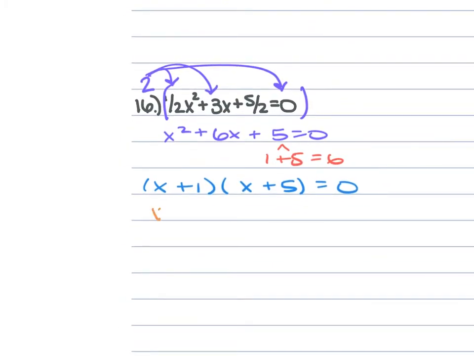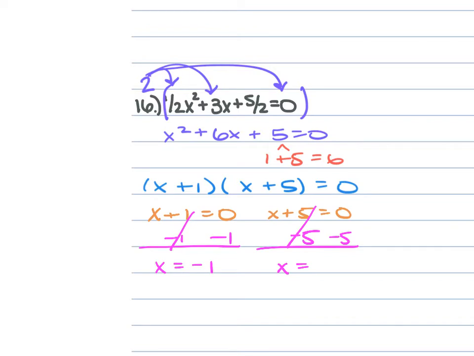I set both of these equal to 0. X plus 1 is equal to 0. X plus 5 is equal to 0. I'm going to move the 1 over by subtracting it from each side. So x is equal to negative 1. And x is equal to negative 5.